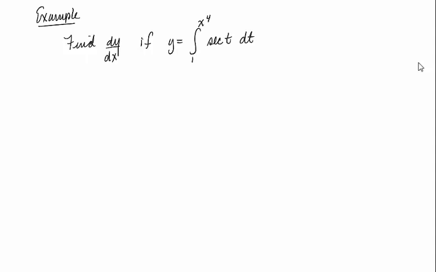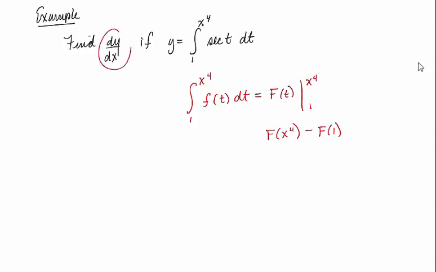I'm going to redefine this integral as the integral from 1 to x to the fourth of little f of t dt. Now, we know the antiderivative of little f is big F, so we're going to evaluate big F of t from 1 to x to the fourth. When we do that, we get big F of x to the fourth minus big F of 1.